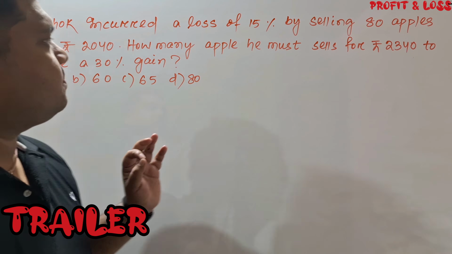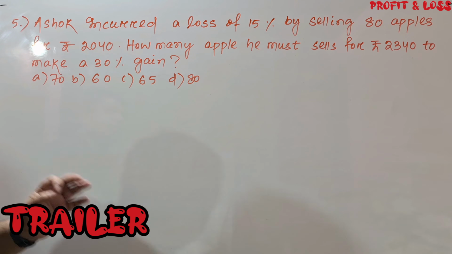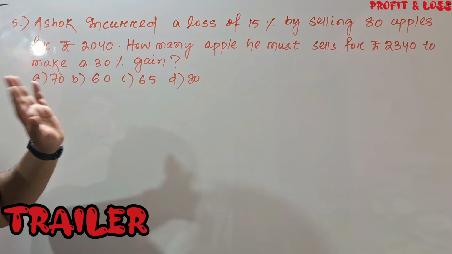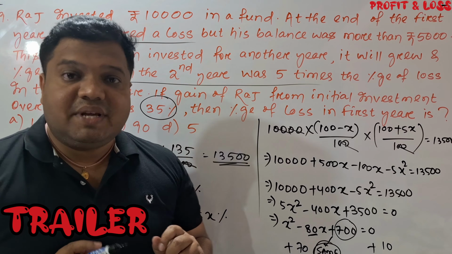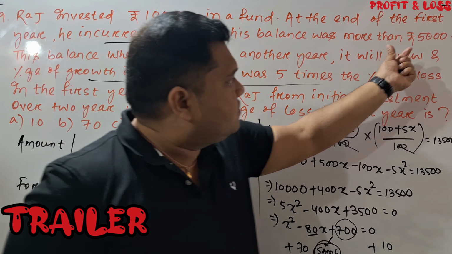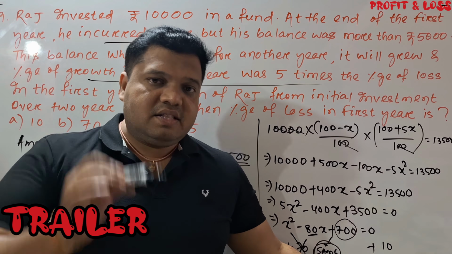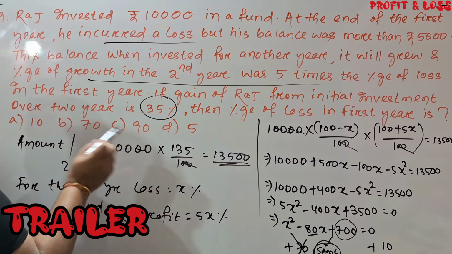Also incurred a loss of 15% by selling 80 apples for rupees 2040. How many apples he must sell for rupees 2340 to make a profit of 30%? Means gain of initial investment 10,000, loss 70%. Well, balance remaining is 3,000. But here balance is what? More than 5,000. So this is not possible. Similarly, if I consider 10, I mean loss is 10%, remaining balance is 9,000. Possible. Answer is what? 10. X is equal to 10. Option A is correct.